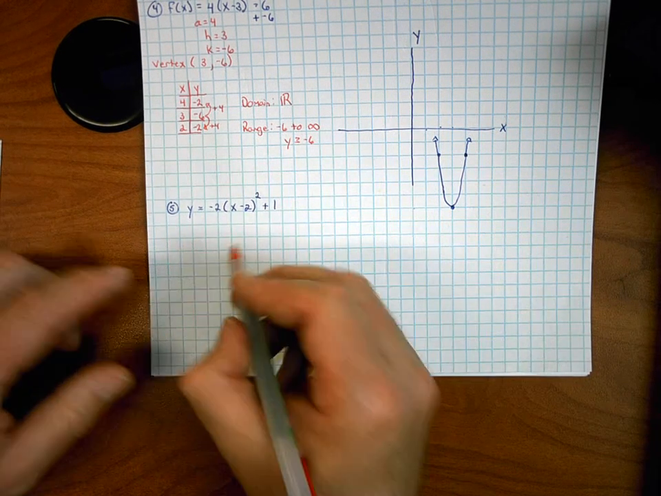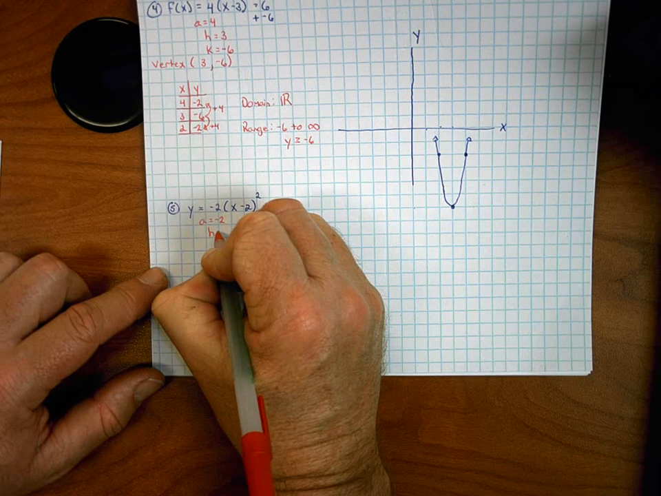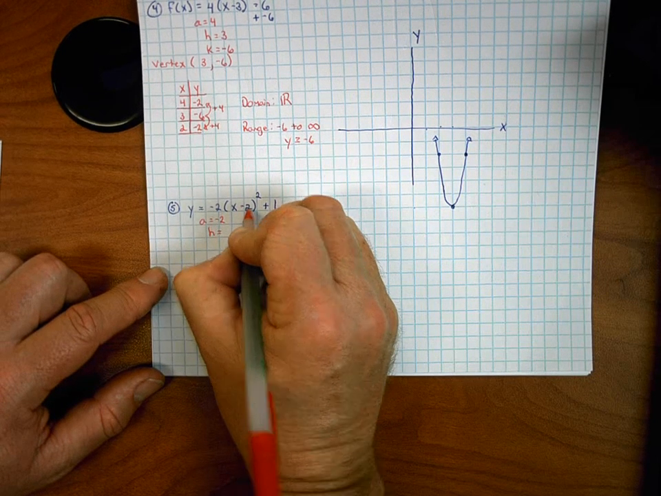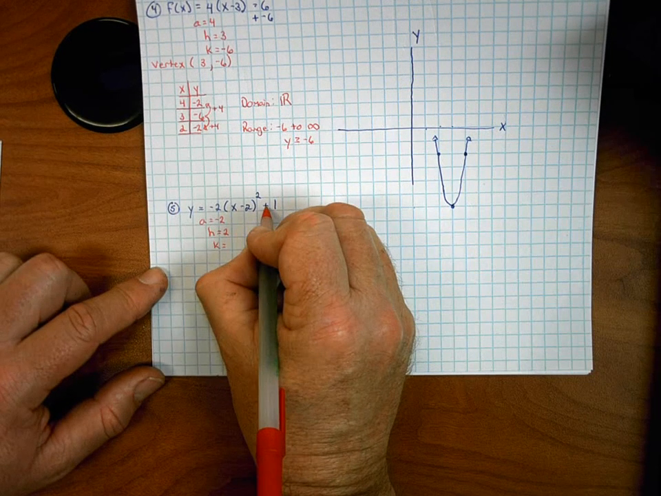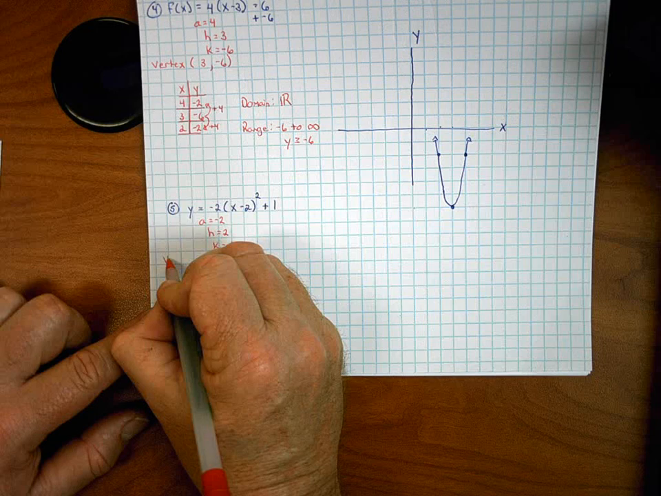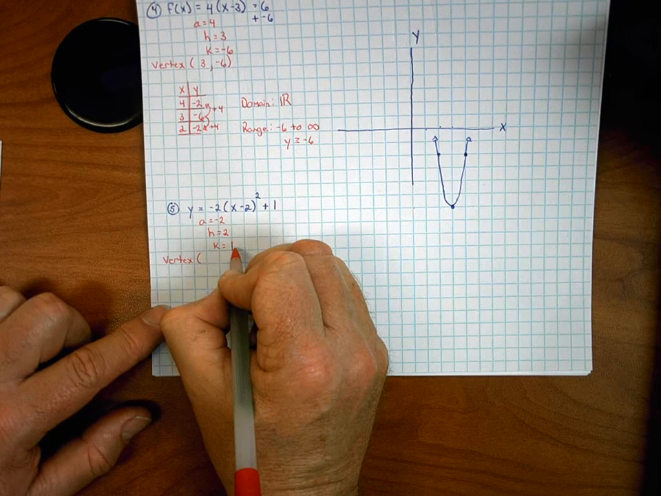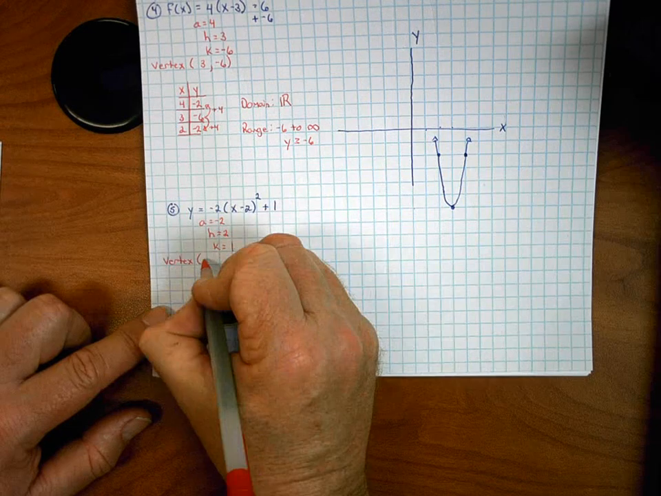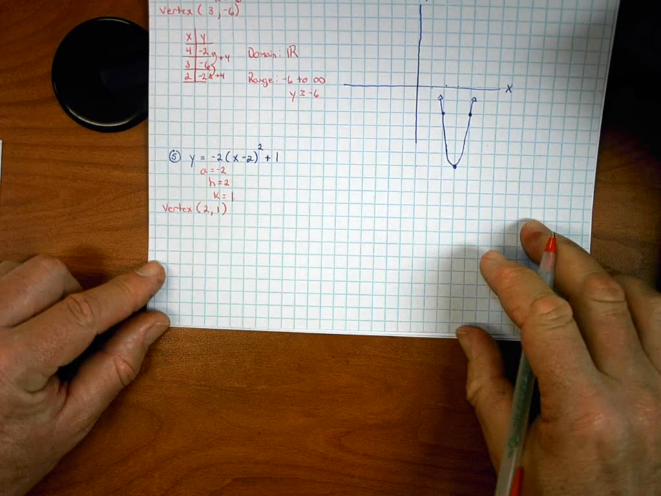So what's my a value? It's -2. What's my h value? My h value is right there. It's 2. What's my k value? My k value is the number after the addition sign, which is +1. Since I know that, I now know where my vertex coordinates are. H and k tell me where my vertex is. So my vertex's coordinates are the point 2, 1.